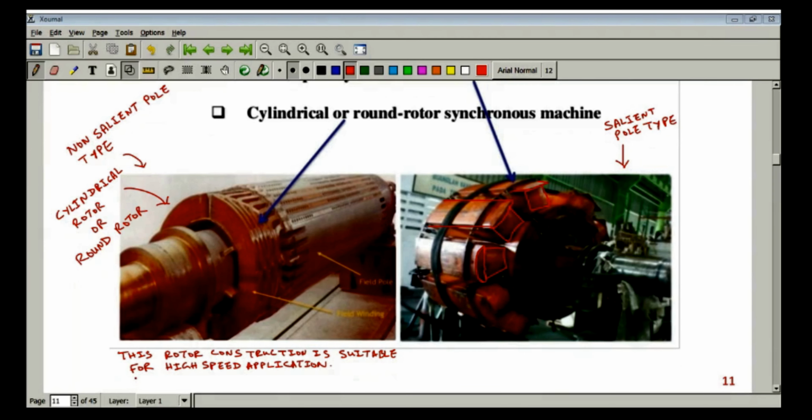Suitable for thermal power station. So this kind of rotor construction is used for alternators to be used in thermal power station.